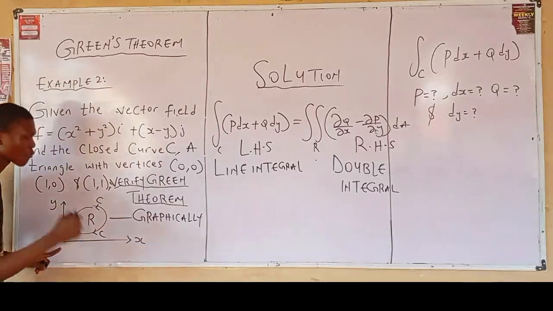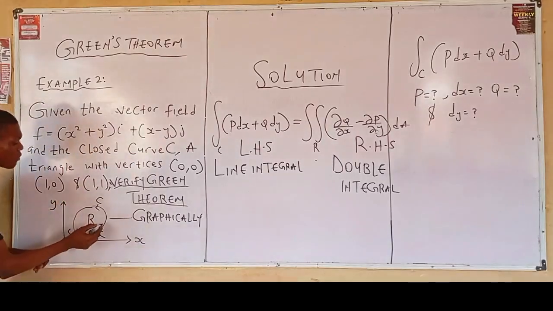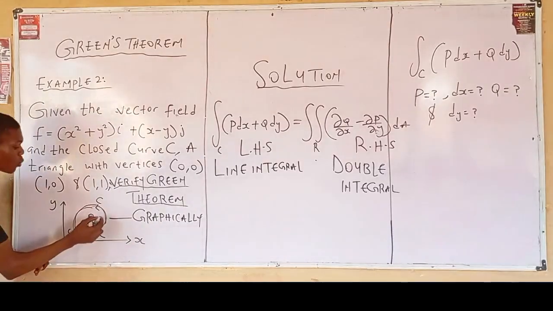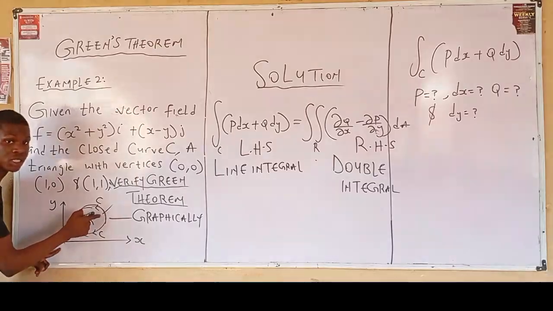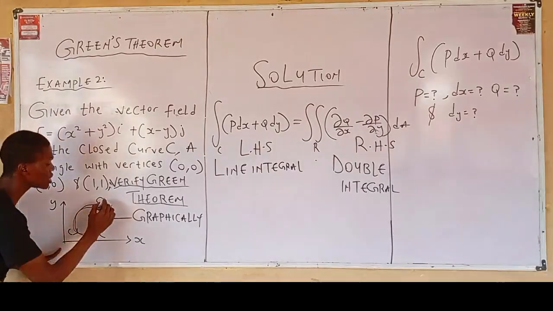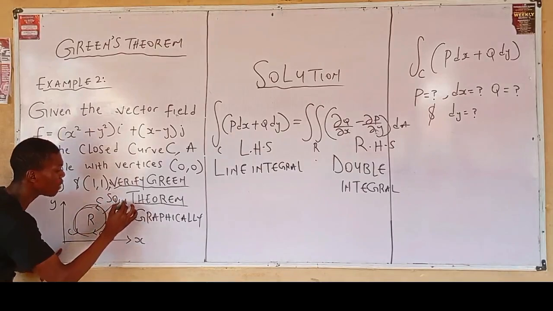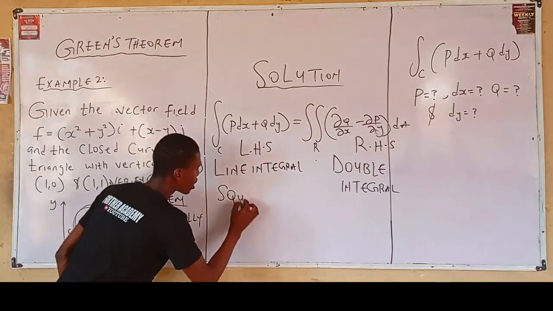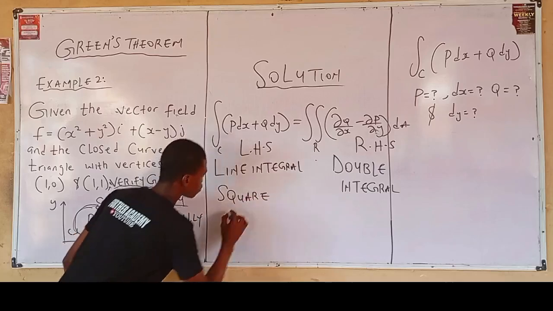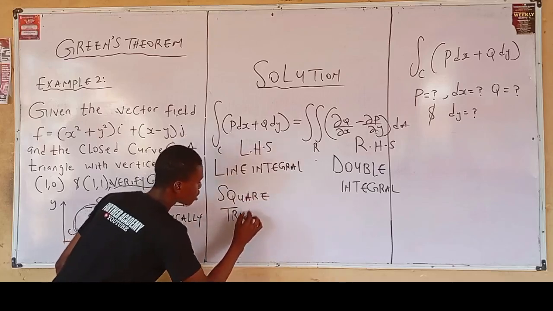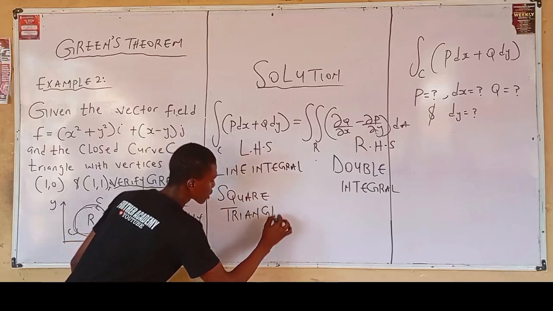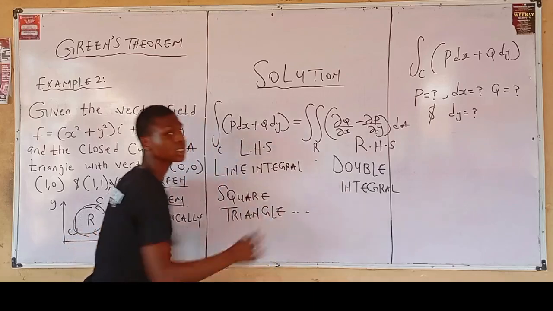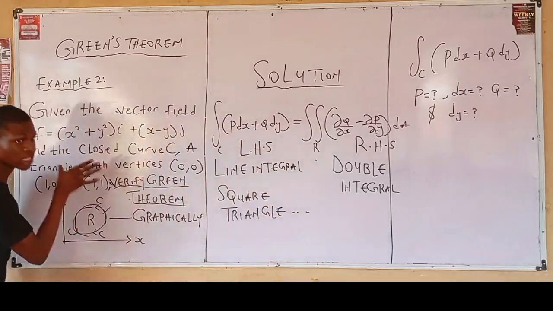Now observe, from the Green's theorem statement, we said we have a simple closed curve, right? This is just a curve. What this curve means is that it varies. In some cases, you might have this curve as a square, a triangle, and so on. Now check this question.